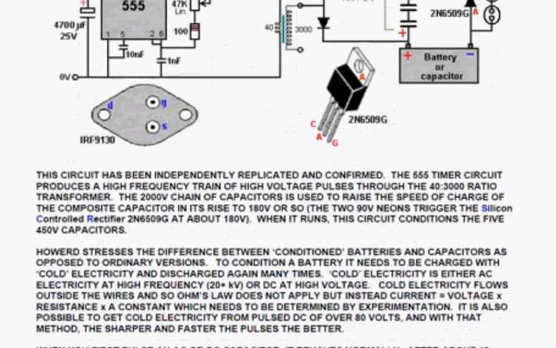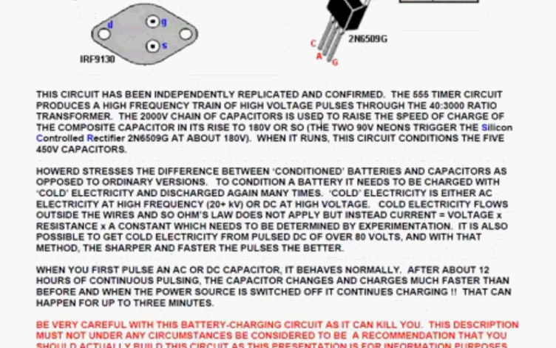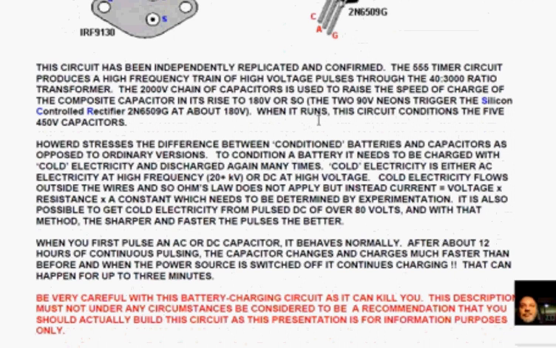First of all, there are differences between conditioned batteries and conditioned capacitors as opposed to ordinary batteries and ordinary capacitors. To condition a battery, it needs to be charged with cold electricity and discharged again many times. Cold electricity is either AC electricity at high frequency, that is typically 20 kilohertz, which I see is misprinted here, or DC at high voltage.